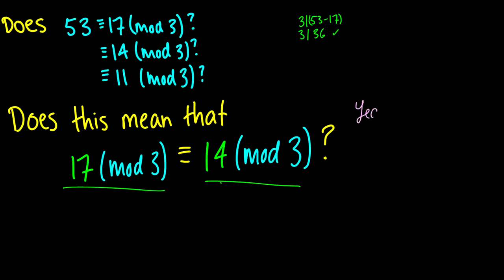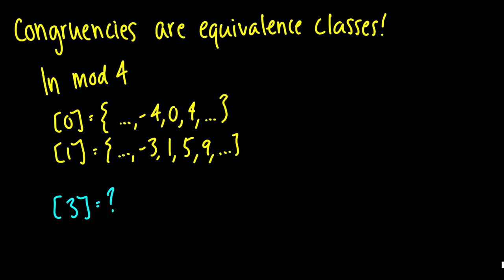But what does that really mean? What sort of relationship do we have here if we know that two numbers are equal mod each other? In fact, what we see here is that this 3 is the difference between these two numbers. So what does that mean? Well, we call these numbers congruences, and they are actually equivalence classes.